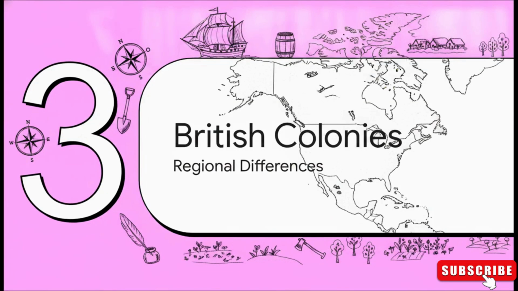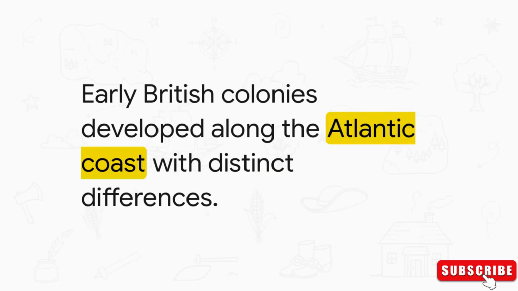Let's turn to Section 3 and narrow our focus to the regions of the British colonies. Okay, so while the early British colonies successfully set up shop along the Atlantic coast in the 17th century, they were far from a united monolith. In reality, stepping into a settlement in New England was practically like landing on a different planet compared to the massive agricultural powerhouses of the Chesapeake or the southern colonies.